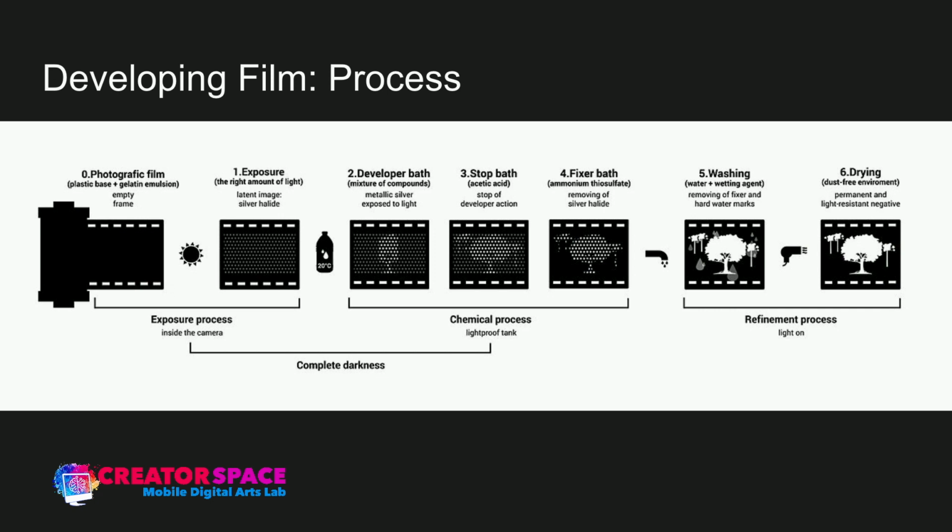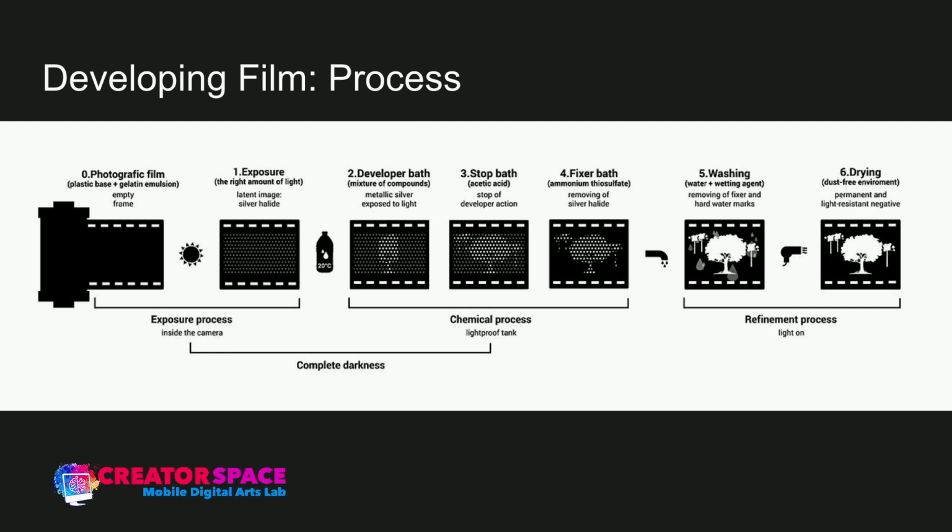So you have the photographic film. There's a plastic base plus gelatin emulsion. It's an empty frame. Then you expose it. So this is all done inside the camera. So there's light goes through the lens. It exposes this empty gelatin mixture of film, and then it goes into a developer bath.